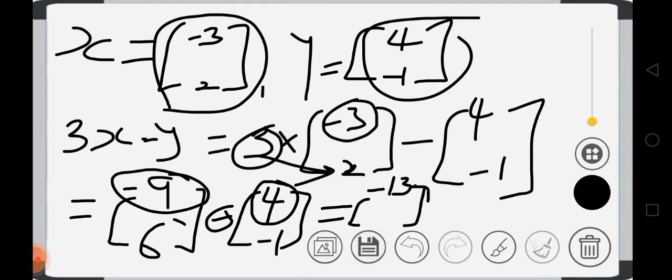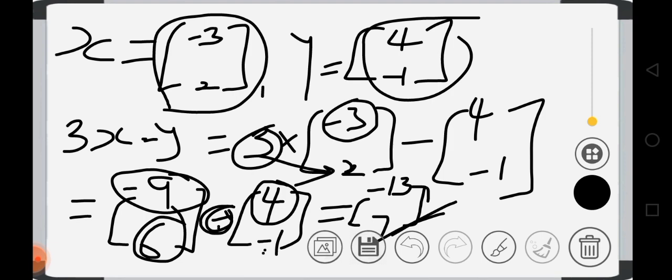Then 6 minus 1. How about that? Minus is equal to plus. Minus times minus, that is plus. 6 plus 1 now, that gives us 7. So we're going to have minus 13 and 7 as the answer to this particular question.